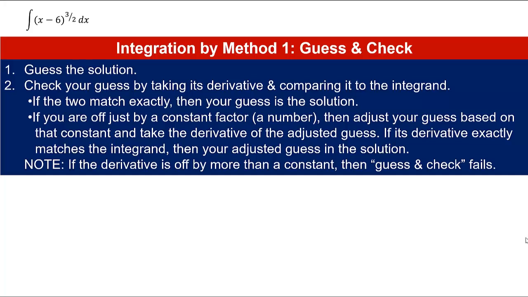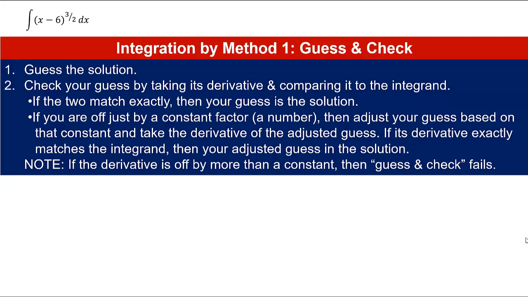If it's off by a constant factor, just a numerical value, you can adjust that in your guess, we'll call that the adjusted guess, by using the reciprocal of what you're off by. Then check that solution by taking its derivative, making sure it matches the original integrand. If it does, then that's the answer. If you cannot get a match within a constant, just a numerical value, then guess and check doesn't work.